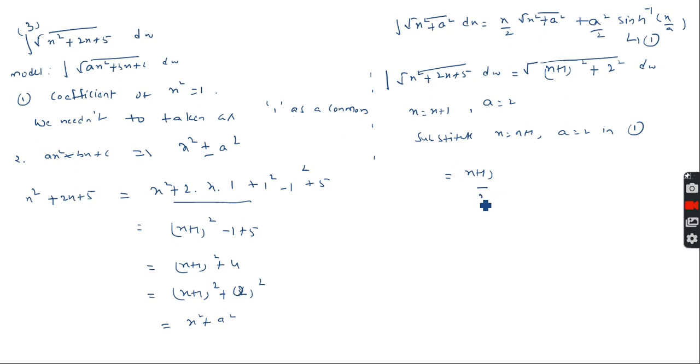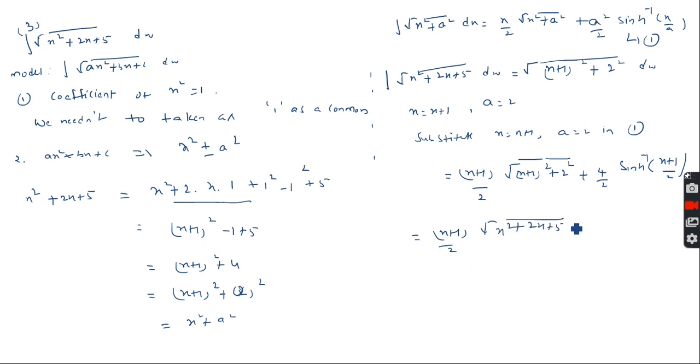x plus 1 by 2 into root of x plus 1 whole square plus 2 square, plus a square by 2, and a square by 2 is nothing but 4 by 2, into sinh inverse of x by a. x by a is nothing but x plus 1 by 2. So finally, simplifying this part, we get x plus 1 by 2 root of x square plus 2x plus 5, and 4 by 2 is nothing but 2, and sinh inverse of x plus 1 by 2.